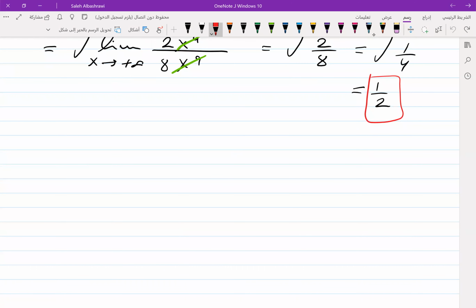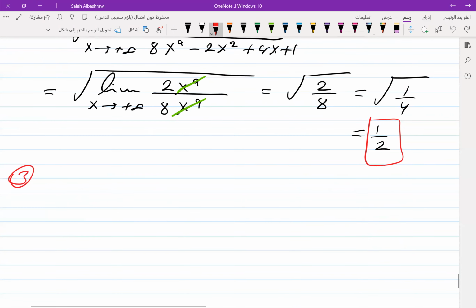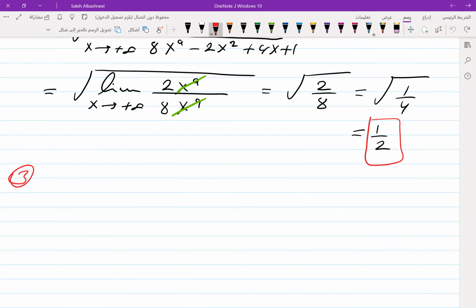One more example, number 3. Let's find the limit of square root of x squared plus 3 minus x, as x goes to plus infinity.